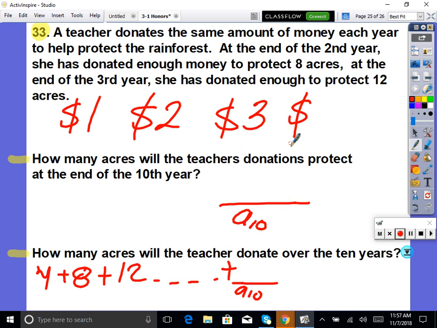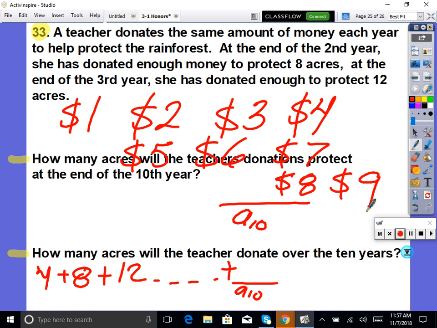Are you guys confused about something? The next day 5, the next day 6, the next day 7, the next day 8, the next day you get $9, right? Additional dollars. You guys get that word? It's additional. This is what makes it arithmetic. The next day 10. How many total dollars do you have? 1 plus 2 plus 3 plus 4 plus 5 plus 6 plus 7 plus 8 plus 9 plus 10. You don't have $10. You have all of that.